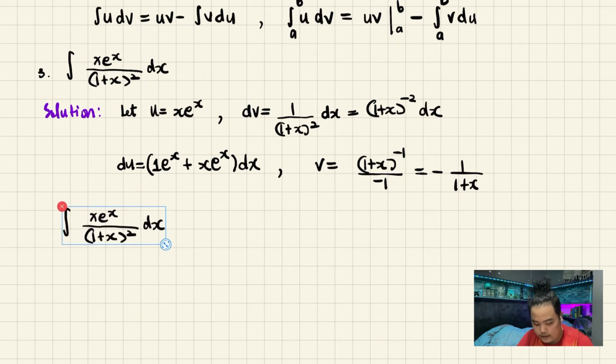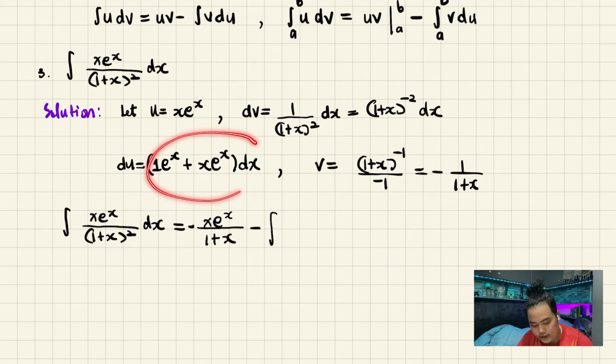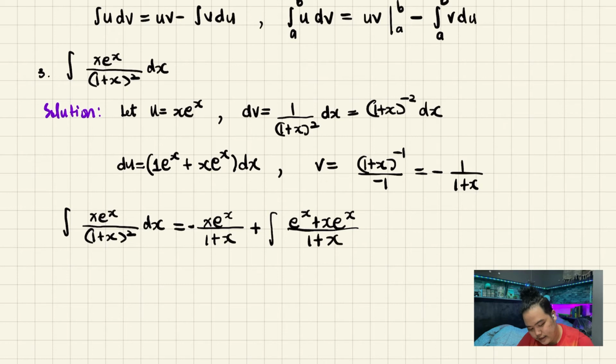Ano ang mangyayari? Equal na siya sa UV. Ito yung U, ito yung V. So, x e to the x divided by 1 plus x, minus integral ng V du. So, negative, negative, magpa-positive na to, no? So, positive V du. So, e to the x plus x e to the x divided by 1 plus x dx. Pero masisimplify pa natin yung nasa loob ng integral, right?